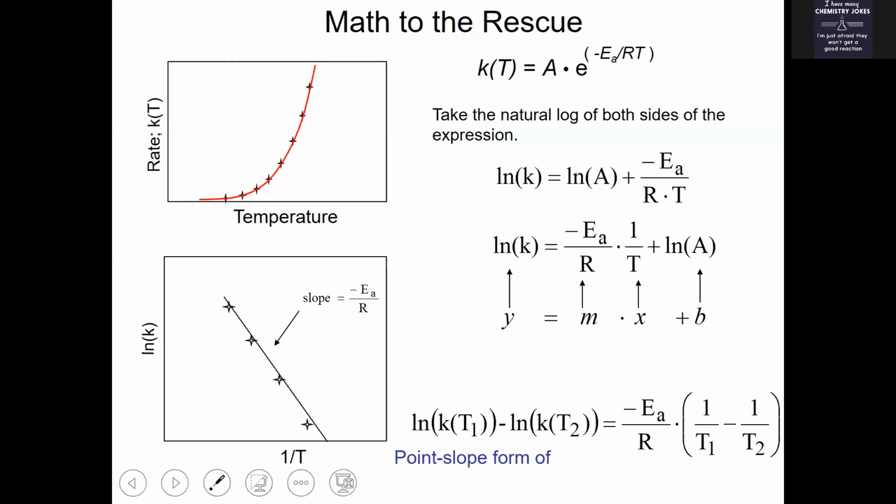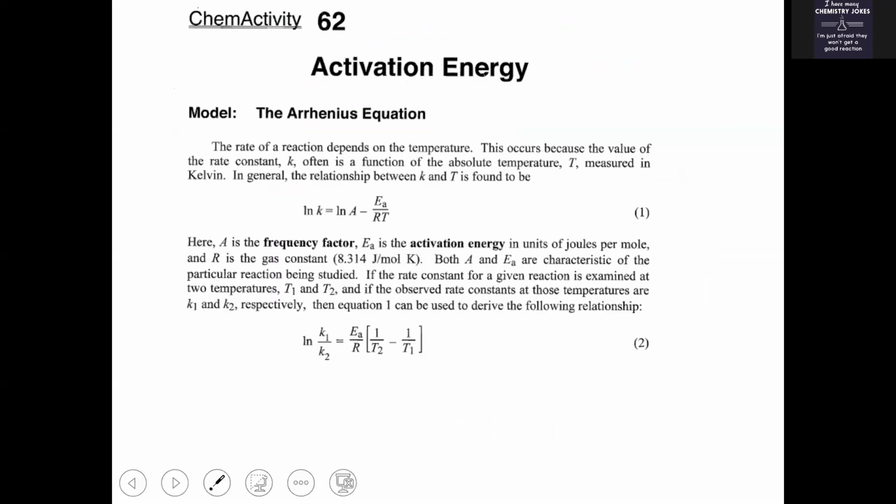You may also see the Arrhenius equation written in this point slope form. All three of these equations are Arrhenius equations. It's just the exponential form, the slope-intercept form, and the point-slope form. It all tells you the same type of things. You just use different equations based on what data you've been given. So you're going to do this activity as part of your assignment for today.